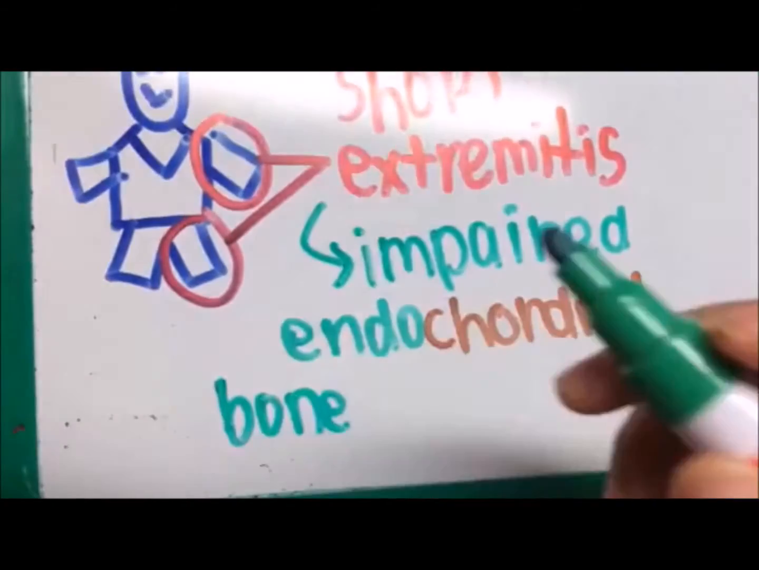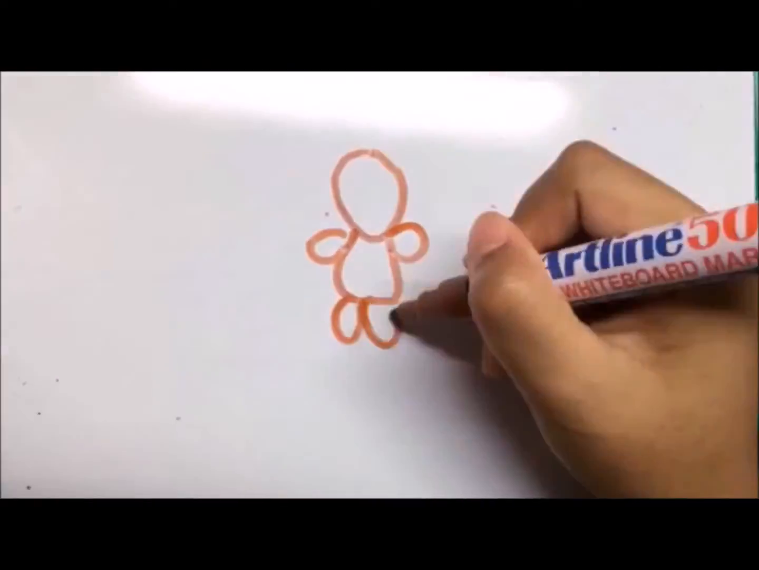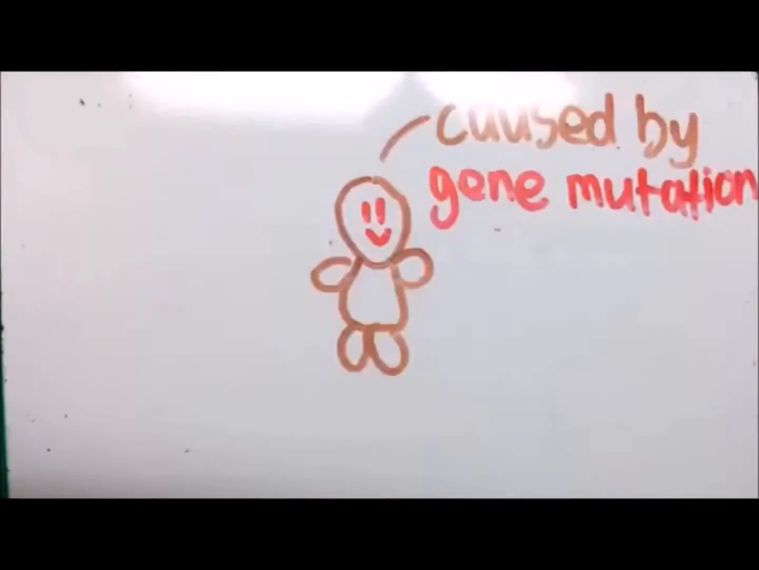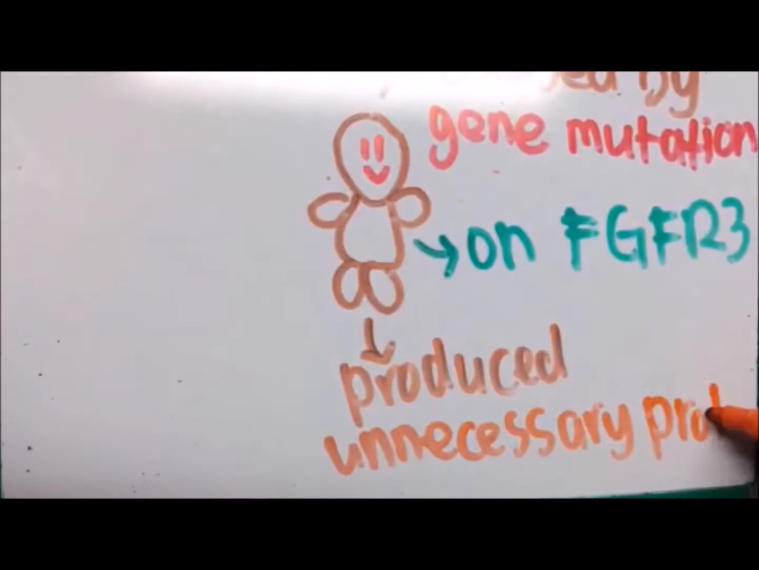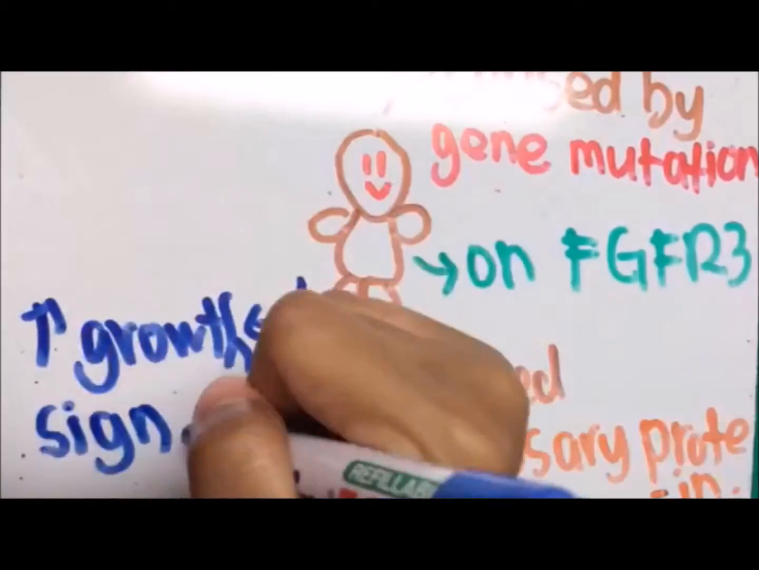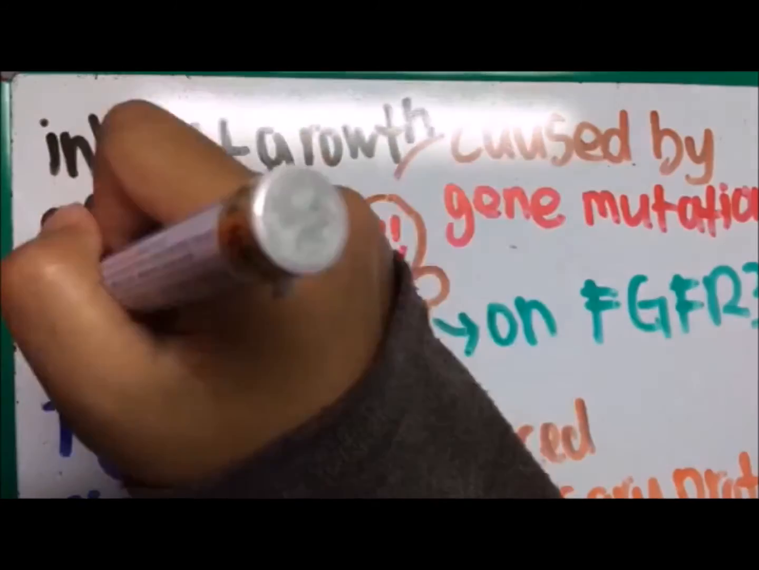They are not developed properly. This is caused by impaired endochondral bone formation from cartilage. Dwarfism is caused by an activating gene mutation on the fibroblast growth factor receptor 3, which is FGFR3. This may lead to excessive expression of protein and make the body receive a highly growth-inhibiting signal. Then it will inhibit the endochondral bone formation growth.